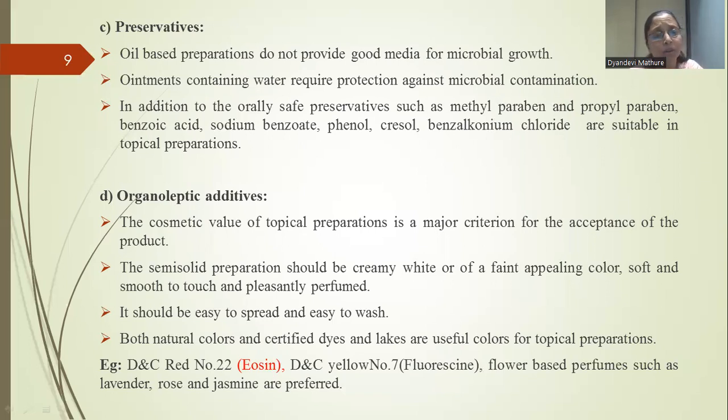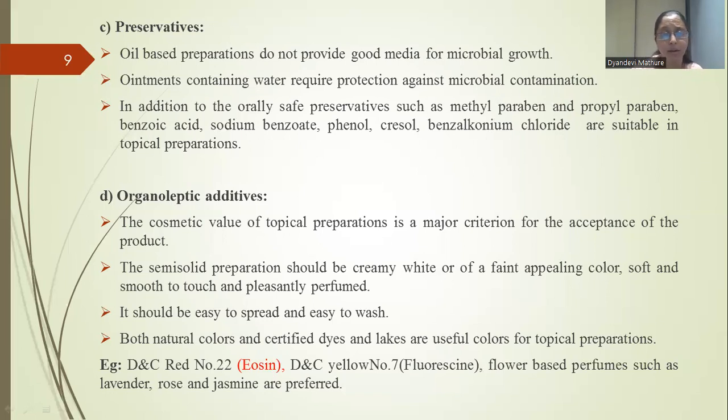Both natural as well as certified dyes and lakes are useful colors for topical preparation. So you can use dyes also, you can use lakes also. Now, examples of coloring agents are eosin dye, that is D&C red number 22, then fluorescein dye, that is D&C yellow number 7. So these are the examples of coloring agents. Now, if you want to increase the acceptance of your product in the market, you need to add a flavoring agent also. So if you want, you can add any perfume like flower based perfumes such as lavender, rose and jasmine, which are added in the preparation of ointment.